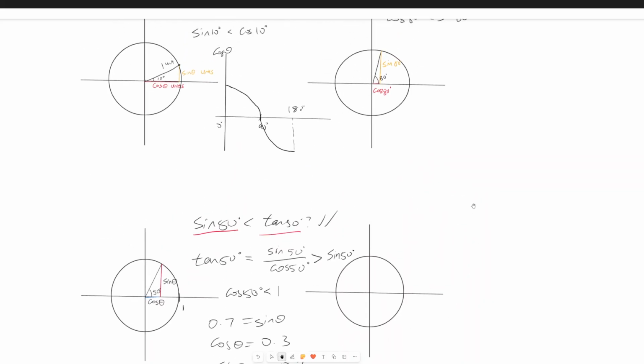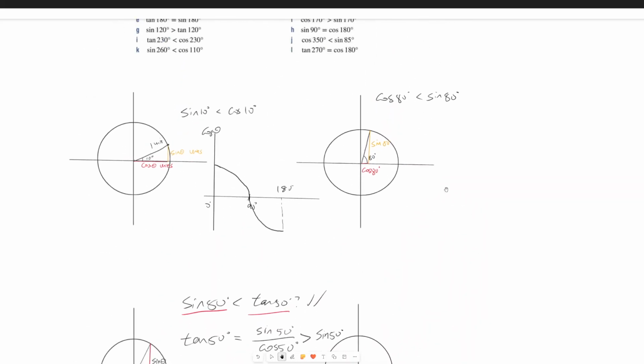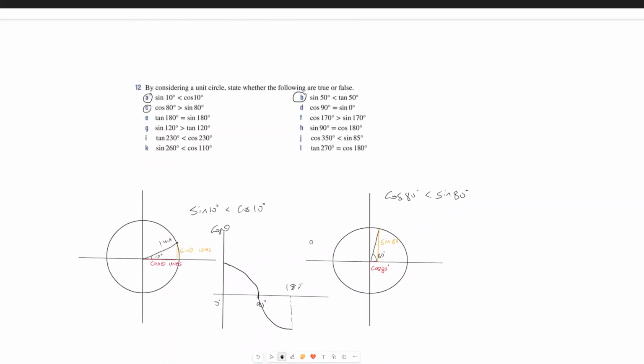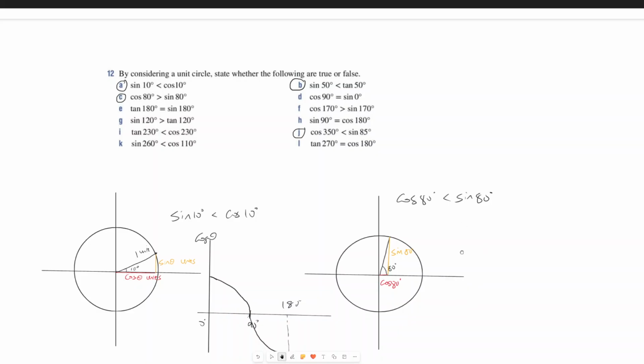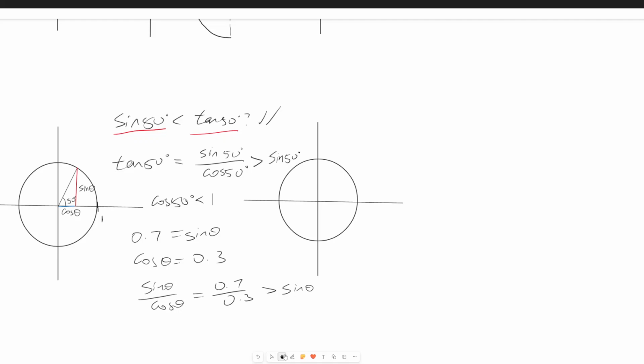Okay. So far we've been dealing with the first quadrant. Let's move on to the other quadrants. Let's go back here. Let's choose the last question. Why don't we do this? Question J. So cos 50 is less than sine 50. Okay, cos 50 is less than sine 50.